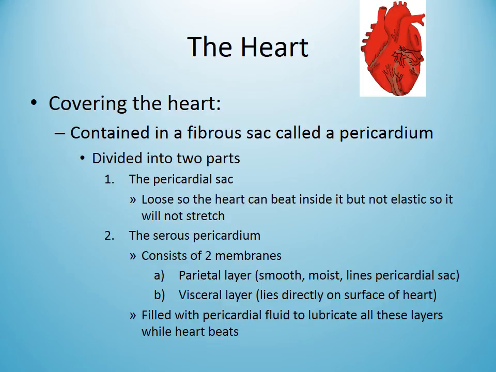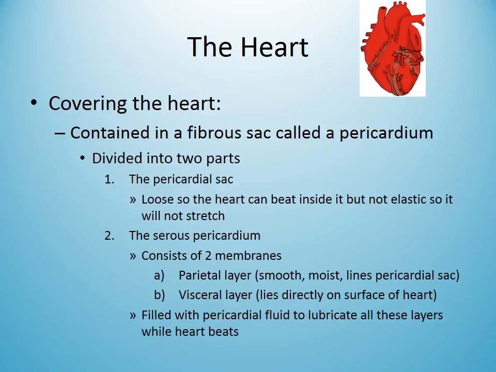So the pericardial sac is loose so that when the heart beats, it can move with it. So it's loose, but it doesn't stretch. It's not like elastic. So when we have an enlarged heart, it can put quite a bit of strain on this pericardial sac because it's not elastic. It doesn't stretch with the heart when it becomes enlarged, but it is loose so that the heart can beat within it. And then we have the serous pericardium.